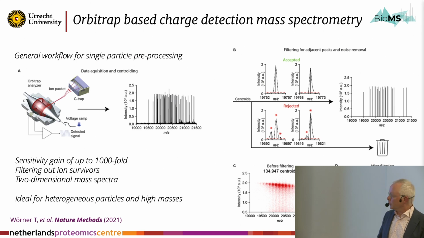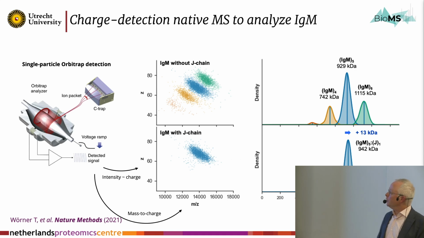Just a little bit more, the way we do this now is that we detect a couple of hundred of these individual ions. We can filter out which ones are surviving in the Orbitrap, and then we can get really things like this where we see the charge going down, that's why it's going down a little bit, and we can extract 2-dimensional mass spectra. This I wanted to show because we use it now to measure the mass of IgM, which normally is a very heterogeneous molecule, but we were able to do this.